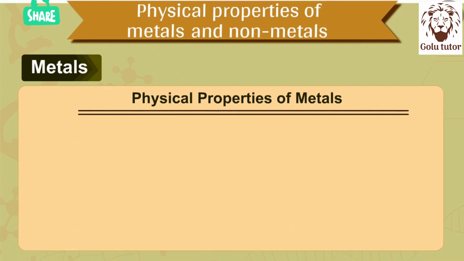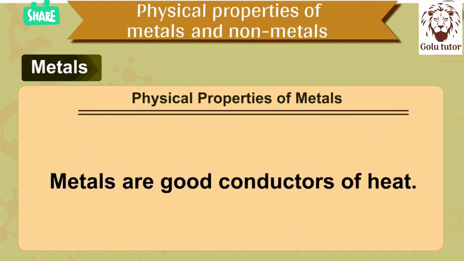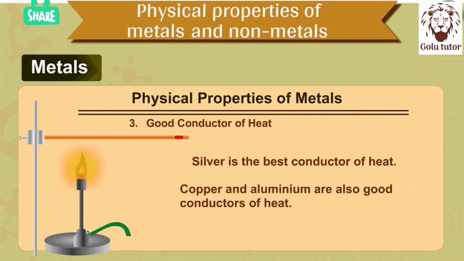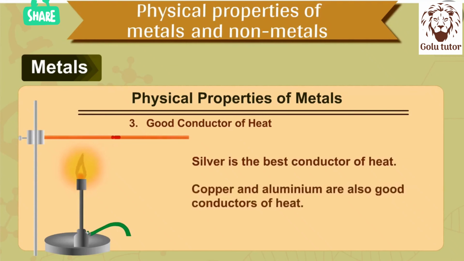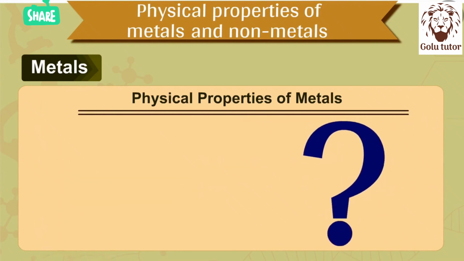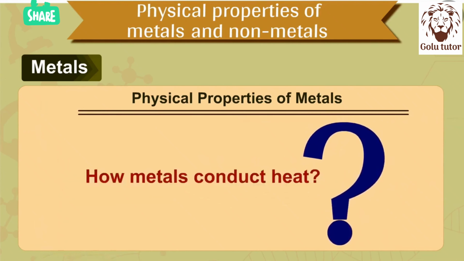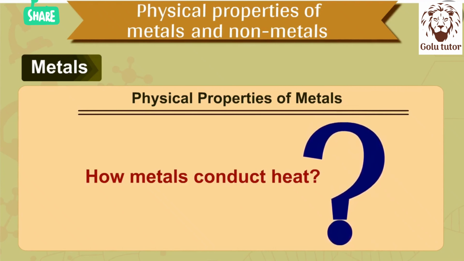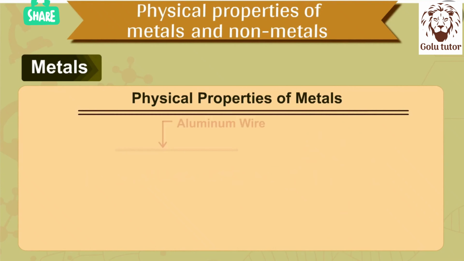The third property of metals is that metals are good conductors of heat. Silver is the best conductor of heat. Copper and aluminium are also good conductors of heat. But do you know how metals conduct heat? Let us understand this by an activity.